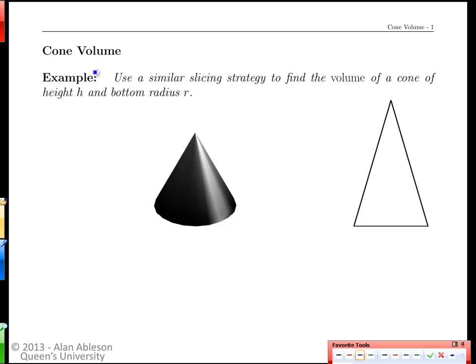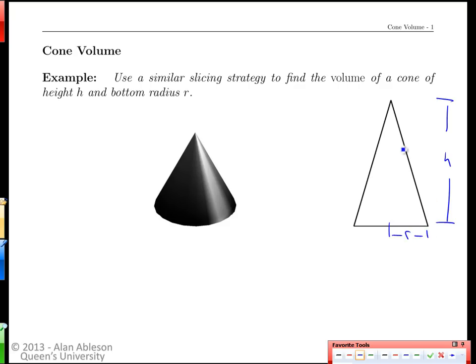We now extend our idea of computing volumes with slices to the most generic kind of shape here, the generic shape of a cone. We're going to keep some variables flexible. We're going to have a height, we're going to call that h. And the bottom radius will be r.